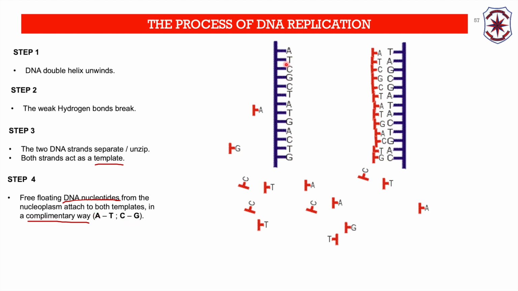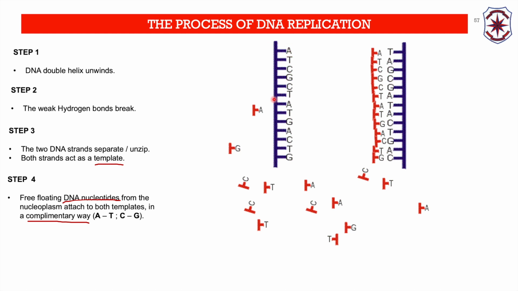Now, remember, both strands act as a template. Now, this is the original strand, which is a template. When the free-floating DNA nucleotides, one by one, attach themselves to the template in a complementary way, we are building another strand, a strand that is a copy. Now, we are using the original strand as a template to build a complementary strand, in a complementary way.